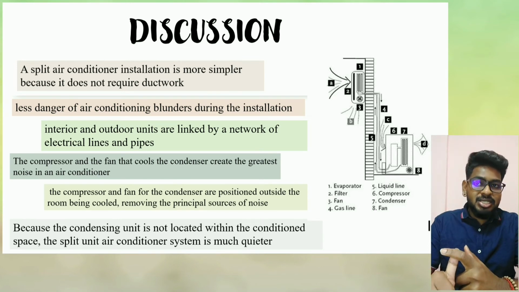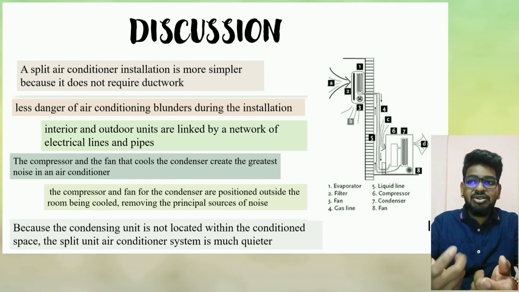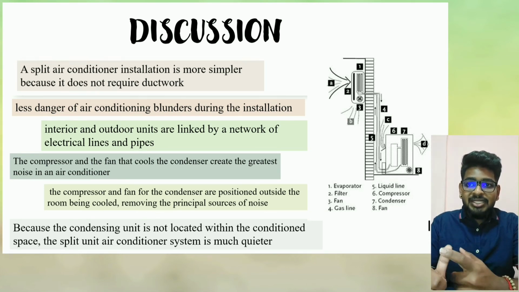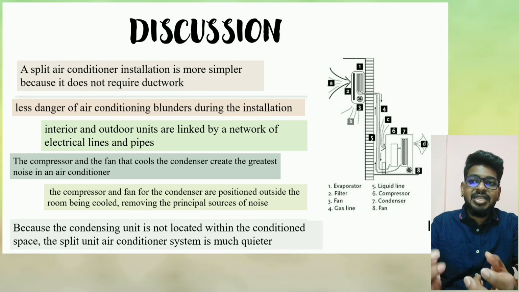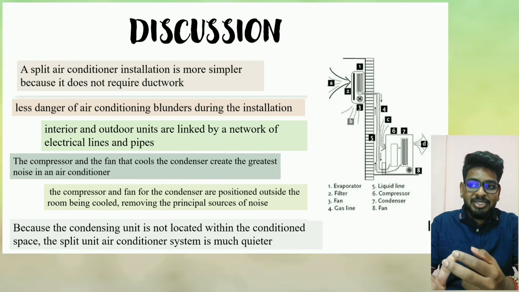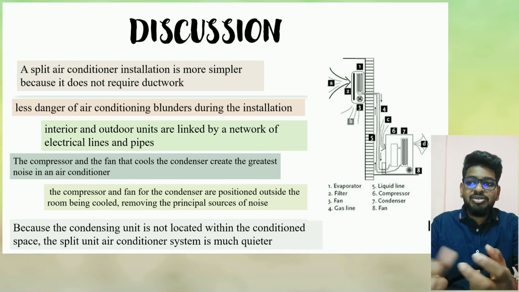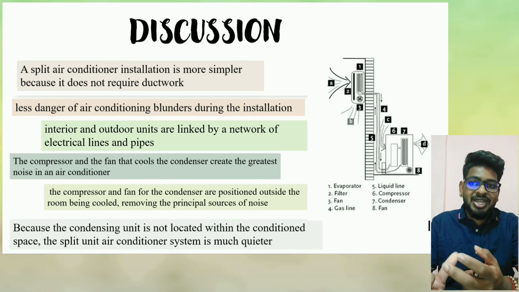A split air conditioning installation is simpler because it does not require ductwork. Therefore, there is less danger of air conditioner blunder during the installation. Instead, the indoor and the outdoor units are linked by a network of electric lines and pipes. This is beneficial to both your budget and the environment because you still receive a powerful air conditioner with less effort.